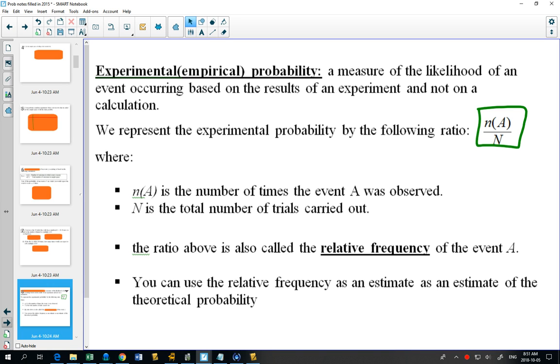So here, the experimental probability is the number of times event A occurred over the number of times you did it in total. And that ratio is your experimental probability. It's also called the relative frequency. What percentage of the time does the event A occur? And then you can use that as an estimate of the theoretical probability. And I wish I remembered what the chances are if you flip a tack and have to sit on it. What are your chances of the pointy side being up?